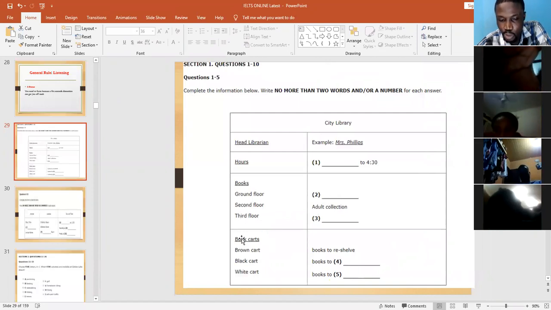If you get to the book cards, if you remember, the brown cards contain books to shelve. So you are looking for what is on the black cards.